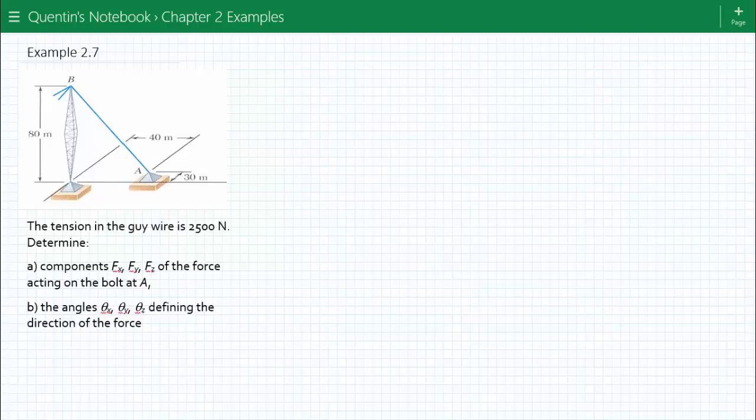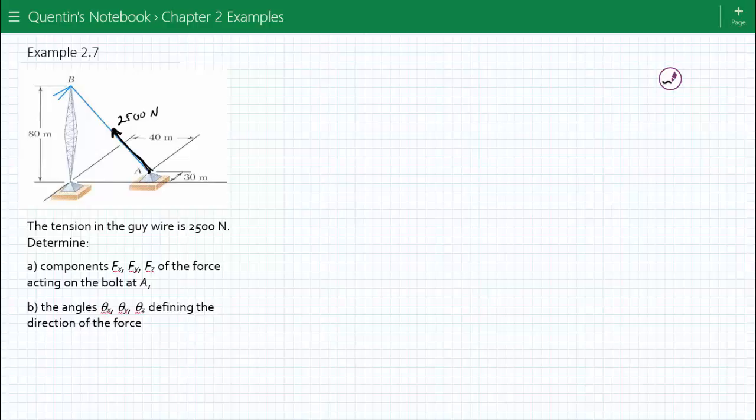We have this tower. It has a guy wire from A to B, and the tension in the guy wire is 2,500 newtons. Well, what direction is that force going, right? Here at A, there's a force being applied, and the beauty of wires is you know the direction they're applying it. It's only going that direction. That's 2,500 newtons, right? That's because a wire can't do anything else.